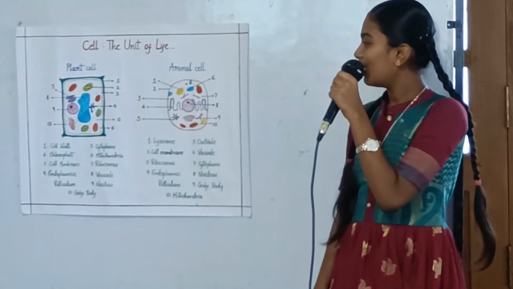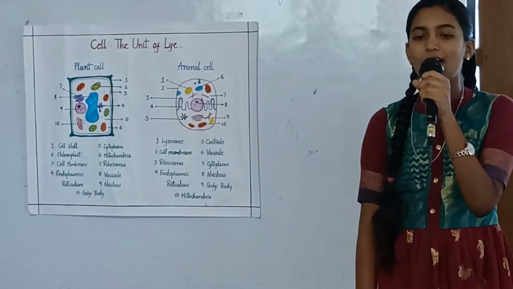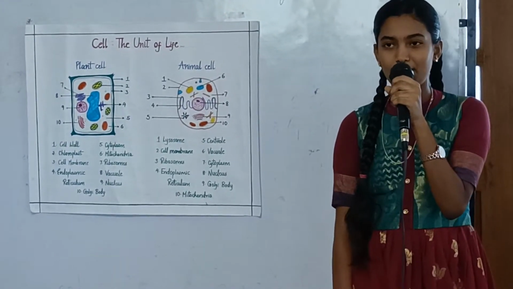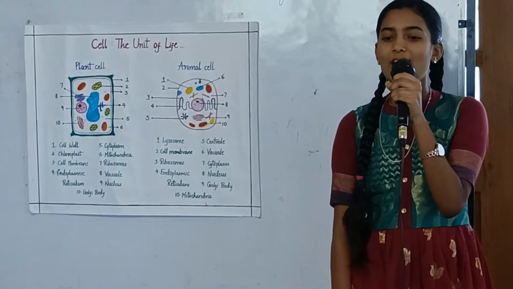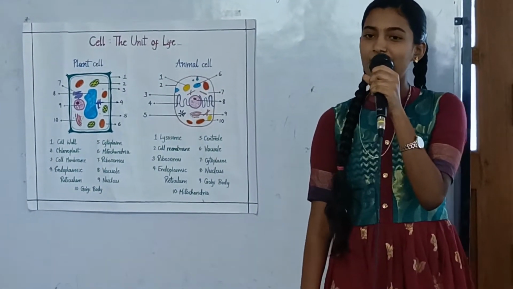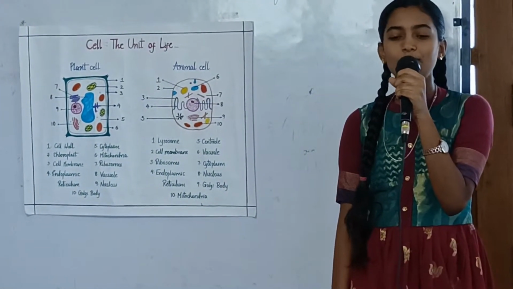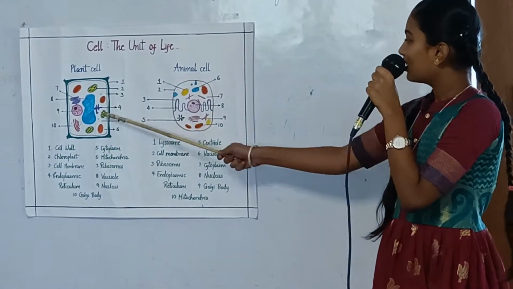Cell wall. The cell wall is present only in the plant cells. Plant cells have cell walls surrounding their cell membrane, which gives shape and rigidity to the cell. It is freely permeable, allowing substances to pass into and out of the cell without any hindrance.